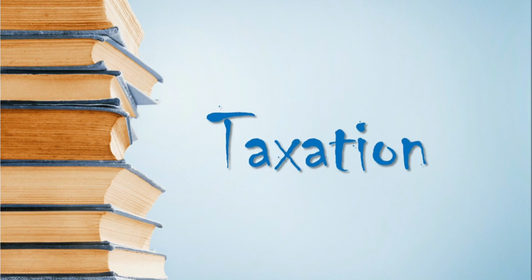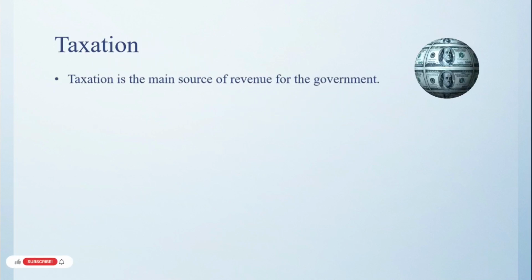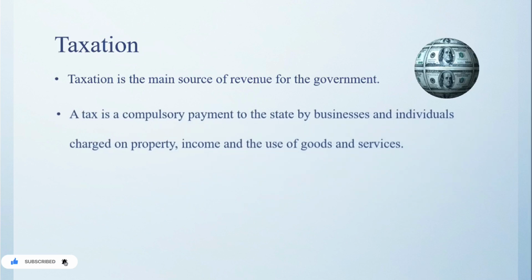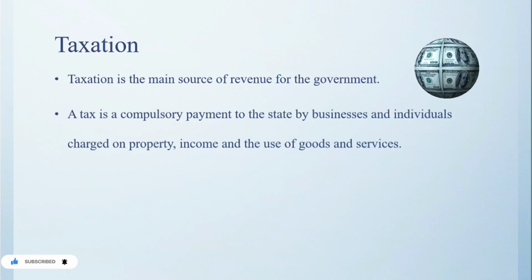It's a very big topic in section 9, right? Now, what is taxation? Taxation is really the main source of revenue for the government. Now, taxation comes from the word tax. A tax is a compulsory payment to the state, right, by businesses and individuals that is charged on property, income, and the use of goods and services.